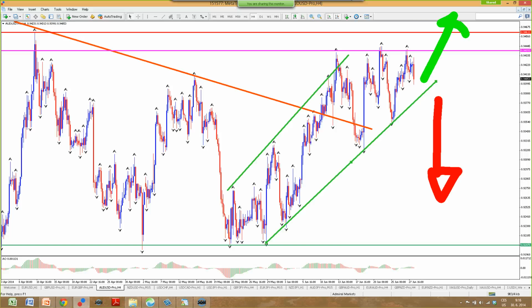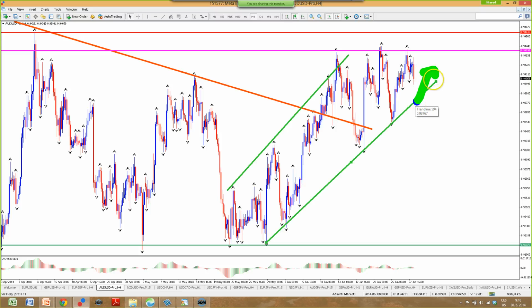The same holds true, of course, for the magenta and the red line. If that line breaks, then we could see a breakout to the upside. So, yes, I am waiting for one of those two to break. The other scenario would be if price does use the support for a bounce. That could be the other scenario.